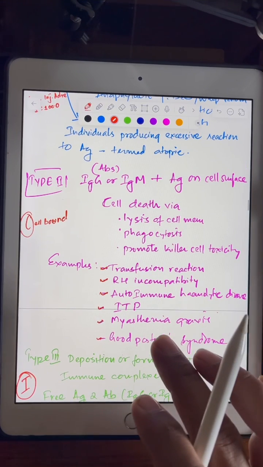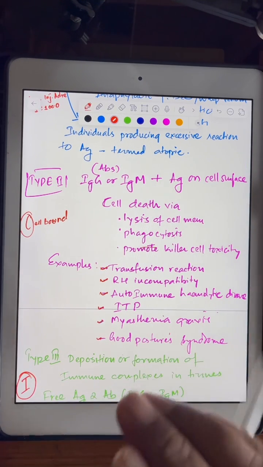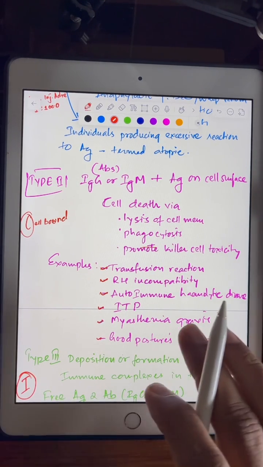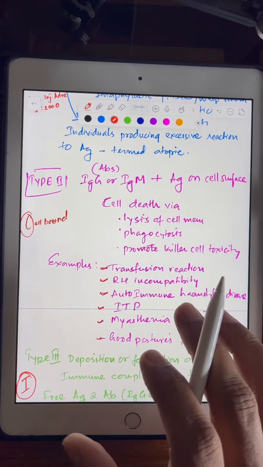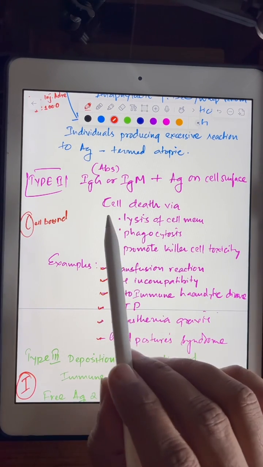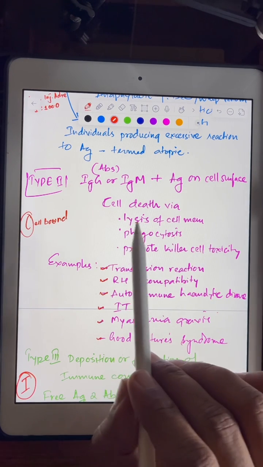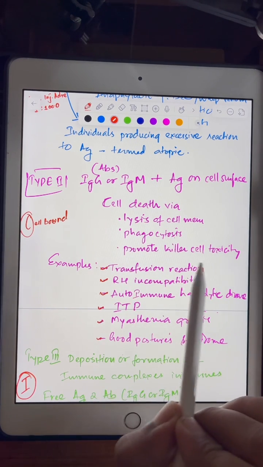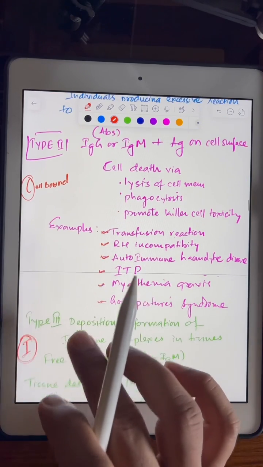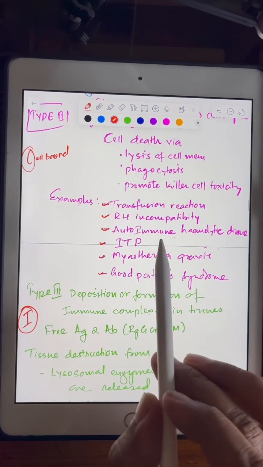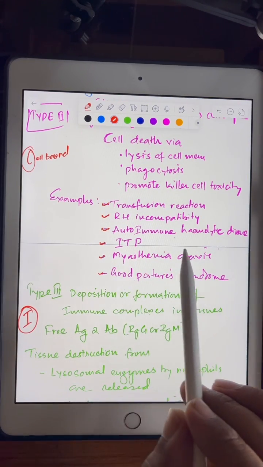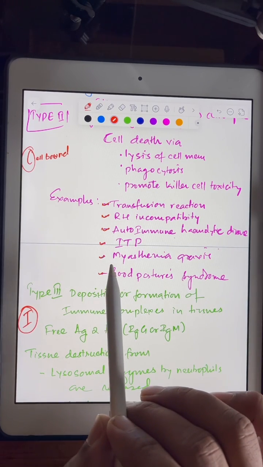Type 2 is cell bound. Antigen-antibody complex, IgM or IgG, plus antigen on the cell surface, leads to cell death via lysis and phagocytosis. Examples are most of the blood transfusion reactions, Rh incompatibility, autoimmune hemolytic diseases.